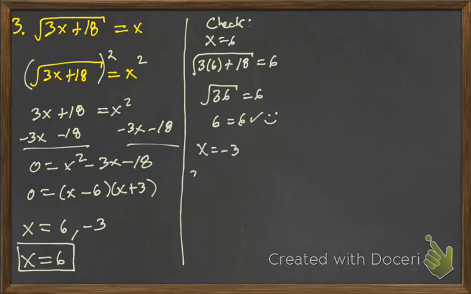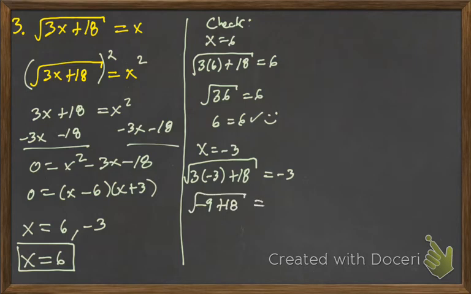Then if we check negative 3, 3 times negative 3 plus 18 under the square root, is that equal to negative 3? Negative 9 plus 18 under the square root, is that equal to negative 3? Is the square root of 9 equal to negative 3? That's asking you, is 3 equal to negative 3? Nope, that's false. And so we're going to throw that answer out. So with these radical equations, if you do get two answers, oftentimes one will be good, one will be bad. Sometimes both are good, sometimes both are bad.